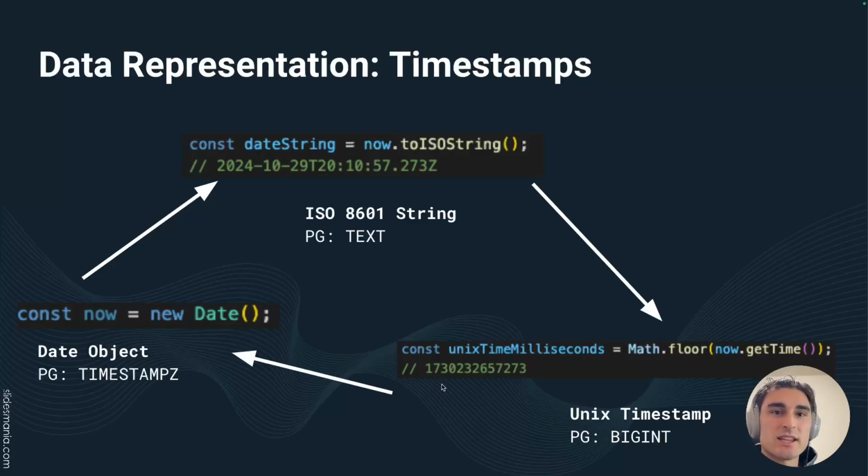Unix timestamps represent the number of milliseconds that have elapsed since January 1st, 1970, and would be stored as a big integer. All of these methods can be converted between each other, and so they all more or less represent the same information. However, at the end of the day, we have to make a decision and stick with it for how we're going to represent data.